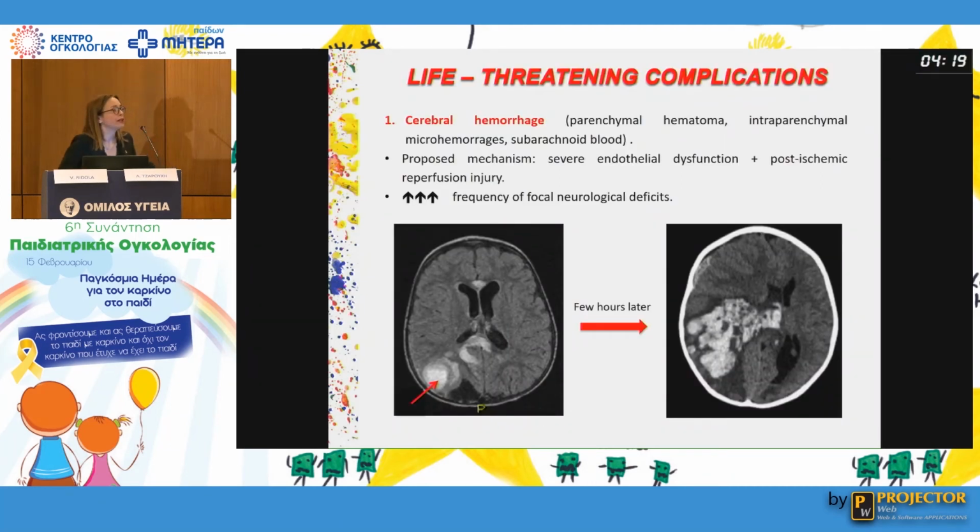So, we know that PRES is considered a benign, self-limited condition, but very rarely, and we have to be aware of this, life-threatening complications can occur. One of these is cerebral hemorrhage, like parenchymal hematoma, intraparenchymal microhemorrhage, or subarachnoid hematoma. When these happen, the patient presents with a focal neurological deficit.